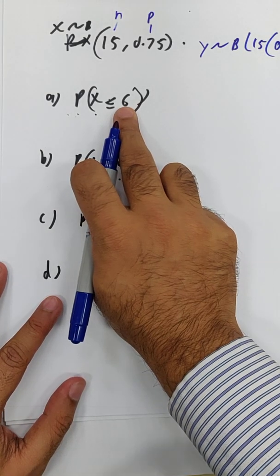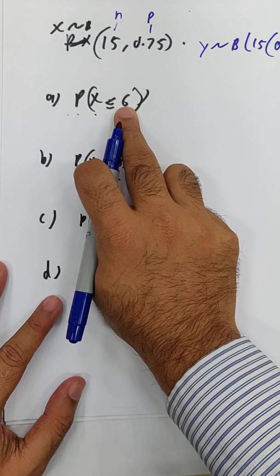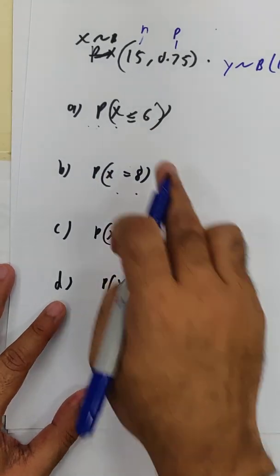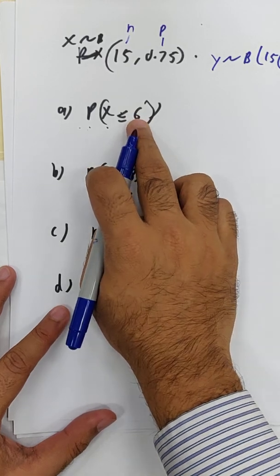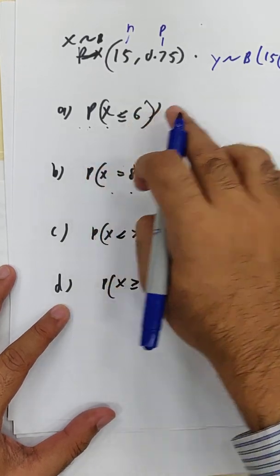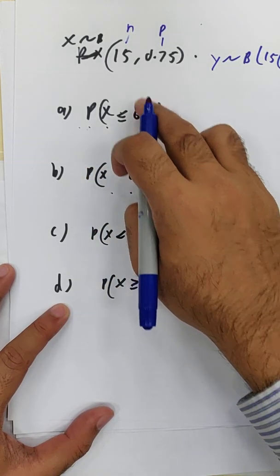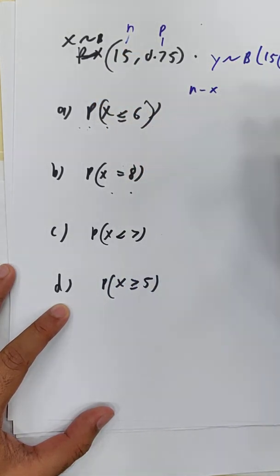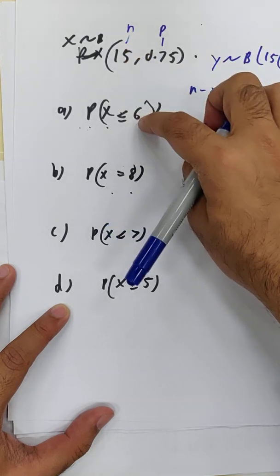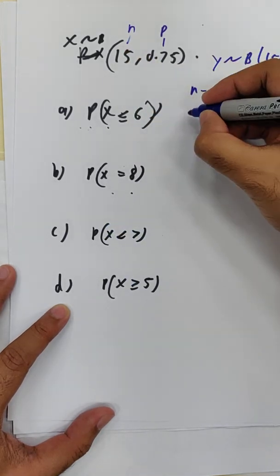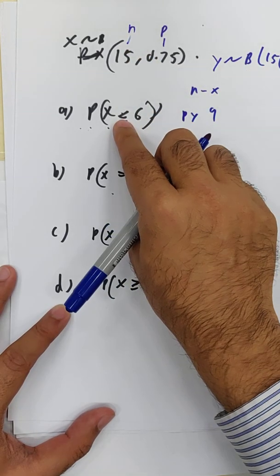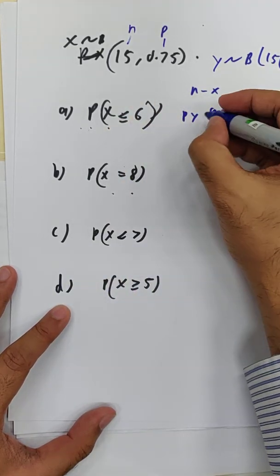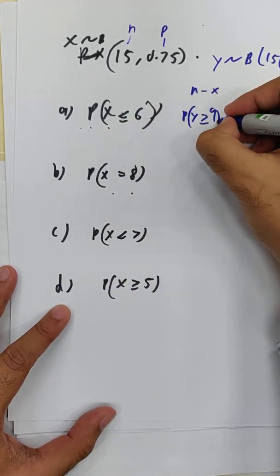So if I want less than or equal to 6, how do we do it? Firstly, n minus x: 15 minus 6 is 9. P(Y), and then the direction will be opposite. You okay with it? Opposite: this is less, so it becomes more than or equal. The equal we follow.